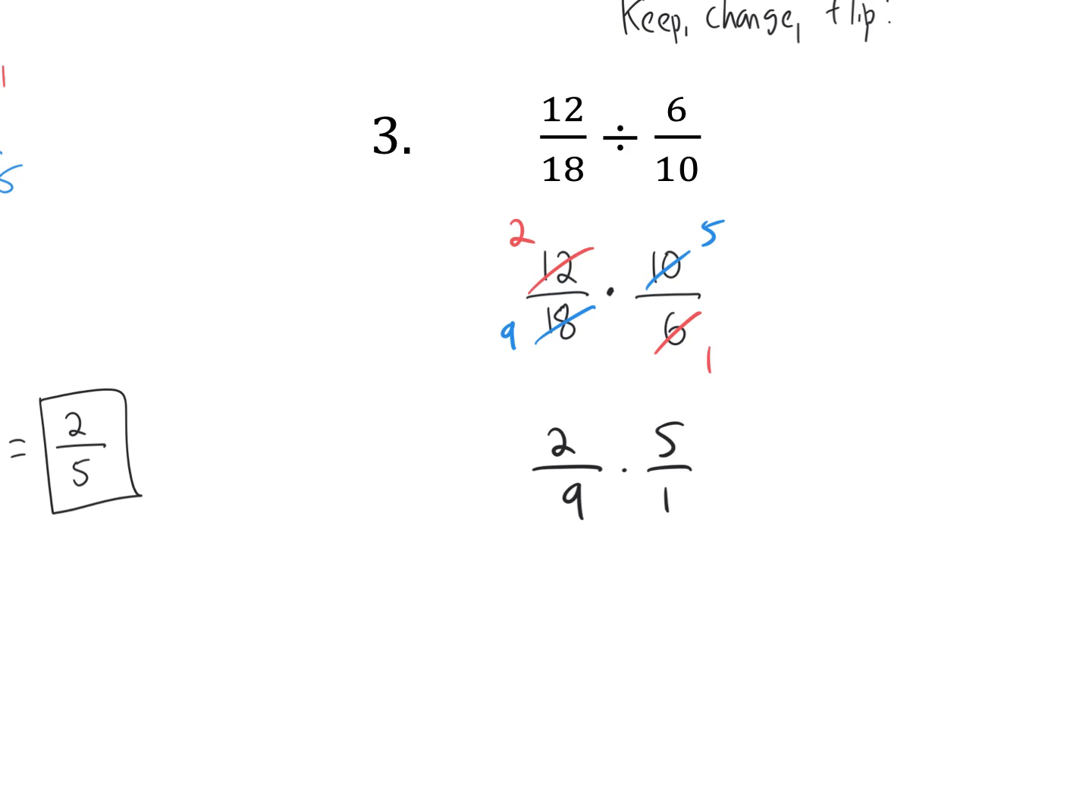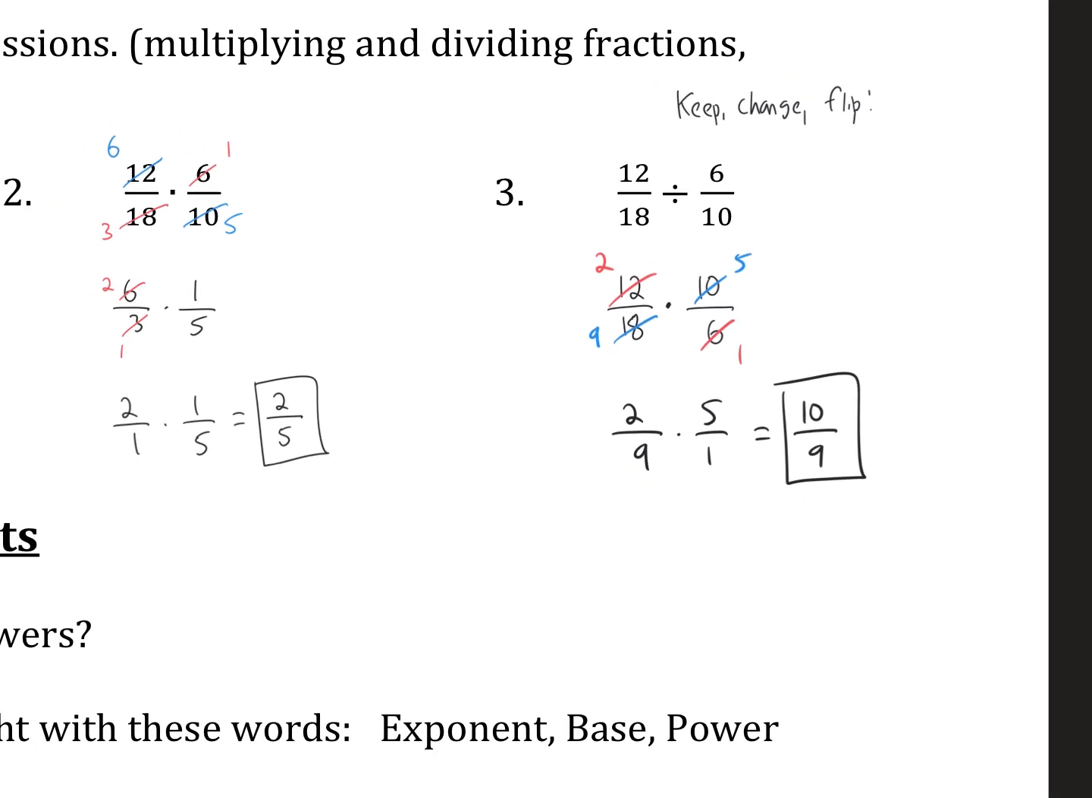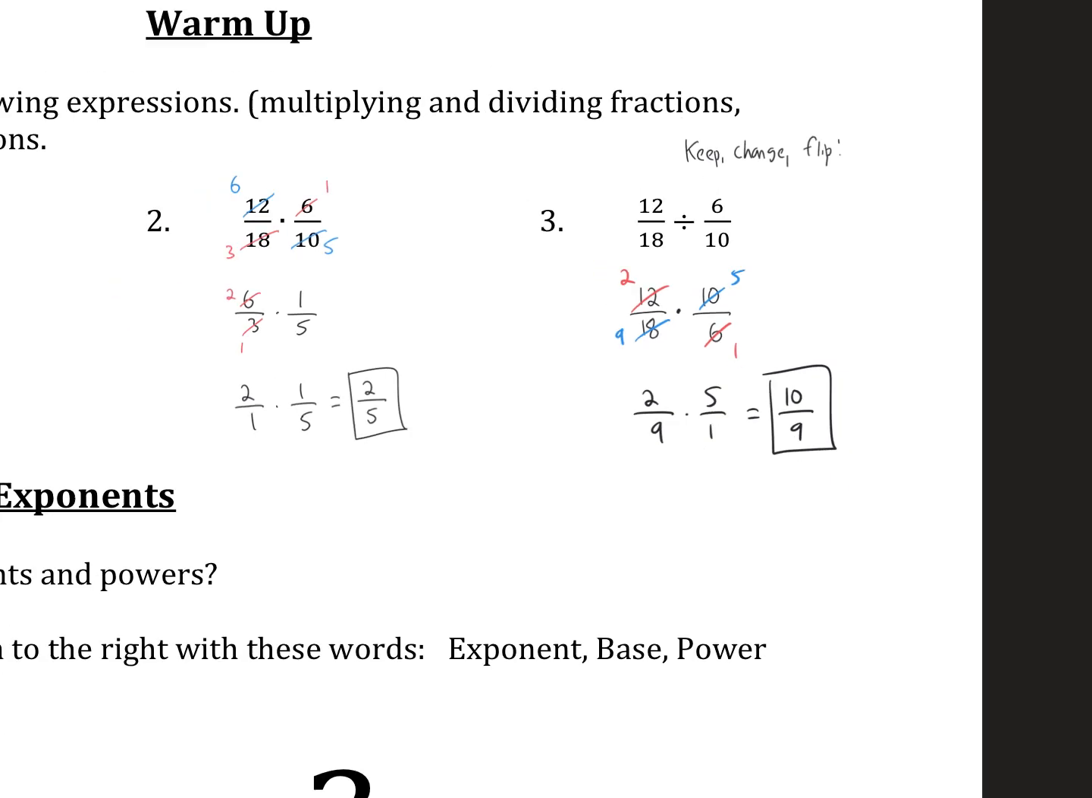All right, any other canceling we can do here? No, we can multiply straight across, so 2 times 5 is going to be 10, 9 times 1 is going to be 9. And we like improper fractions, we don't want to do mixed numbers anymore.